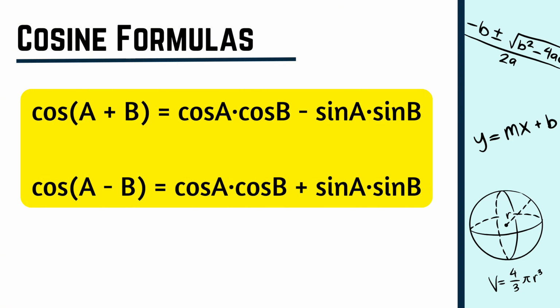For the cosine formulas, these are used to calculate the cosine of a sum or a difference of angles. For cosine, it's a little different. When you're adding angles, you subtract the two parts. When you are subtracting angles, you add them. Think of cosine as having the opposite sign of what you expect. Cos A plus B uses a minus, and cos A minus B uses a plus.